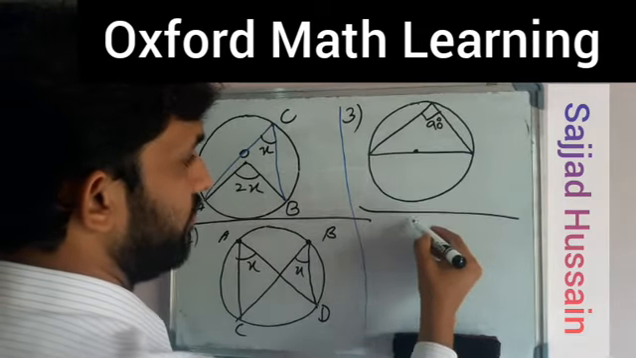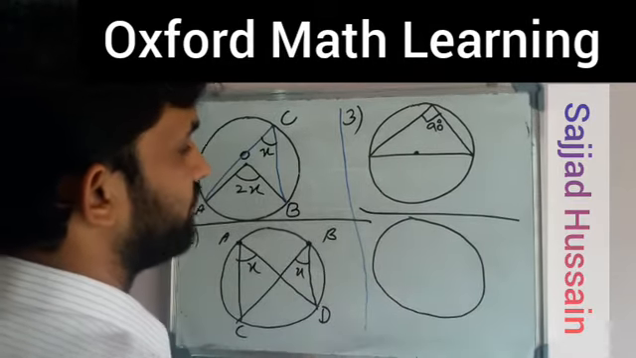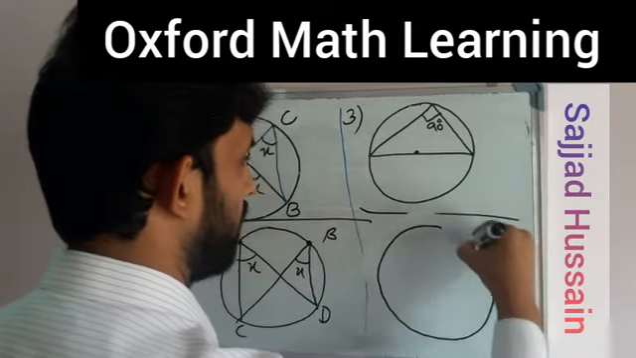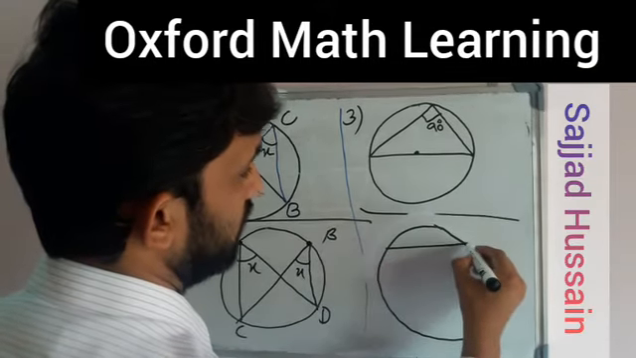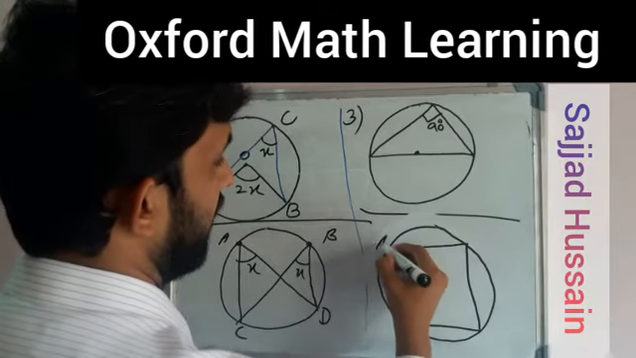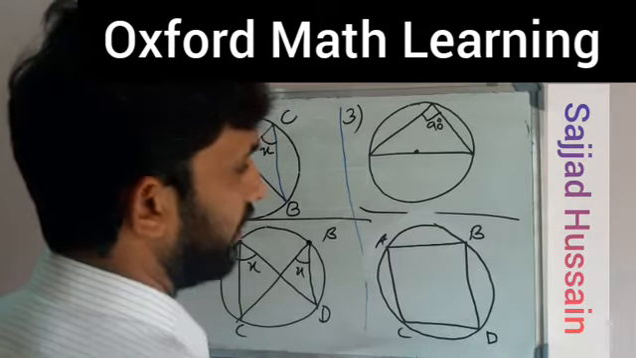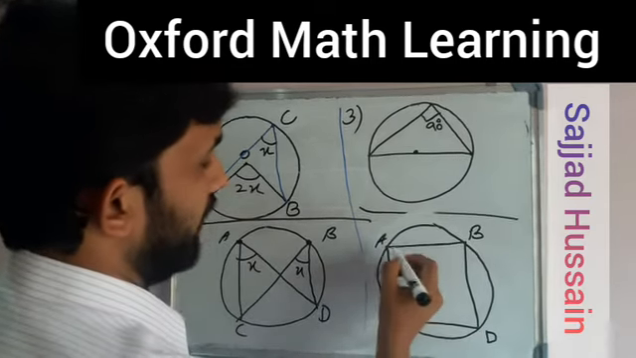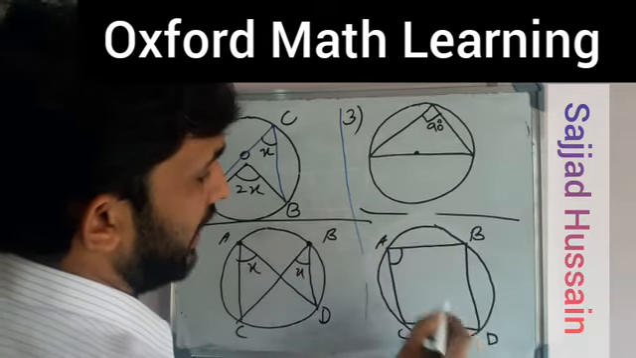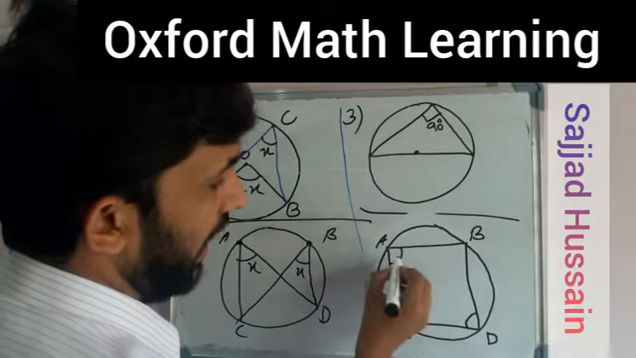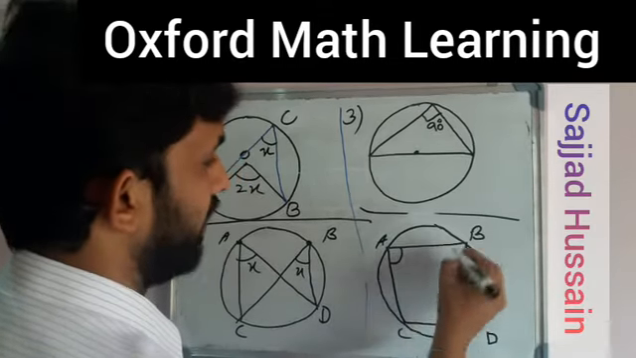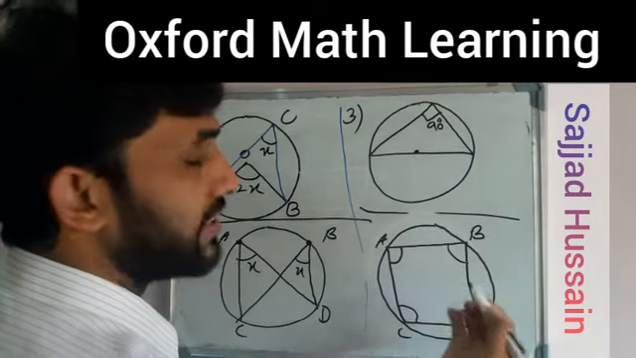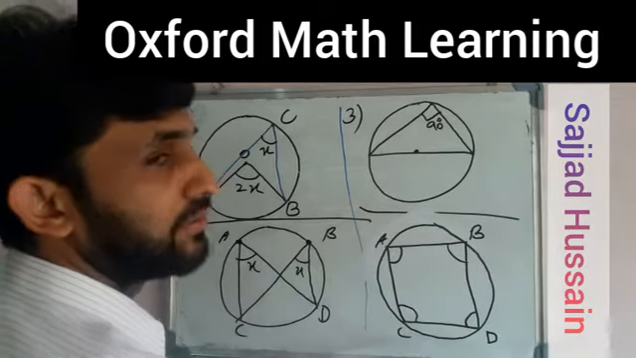The fourth thing is, if we have a circle with four points A, B, C and D on the circumference of the circle, the opposite angles are A and D. So the sum of A and D will always be 180, and the sum of B and C is always 180. Angles in opposite sides make 180.